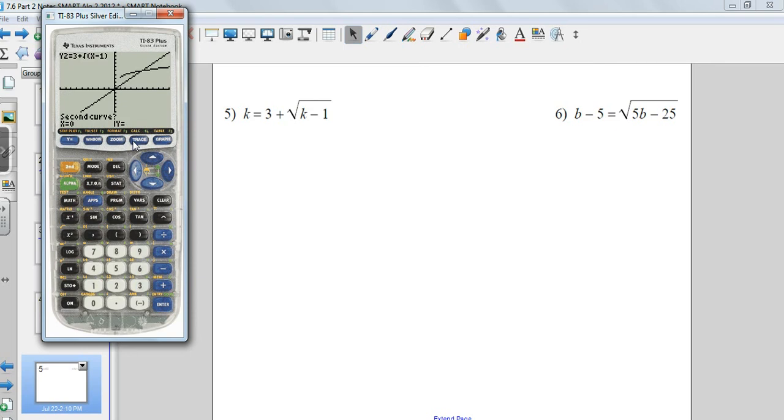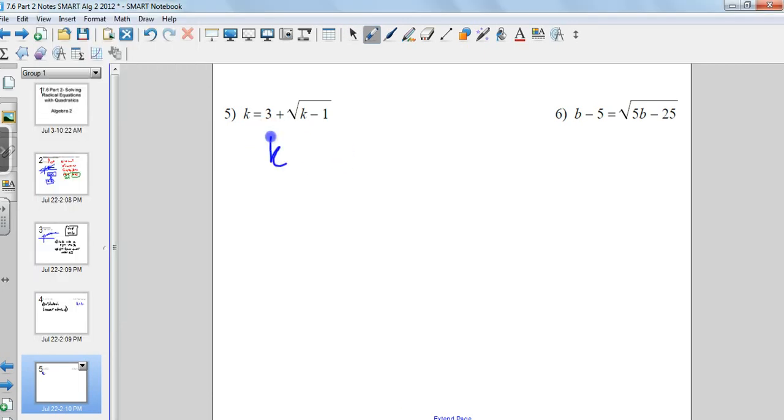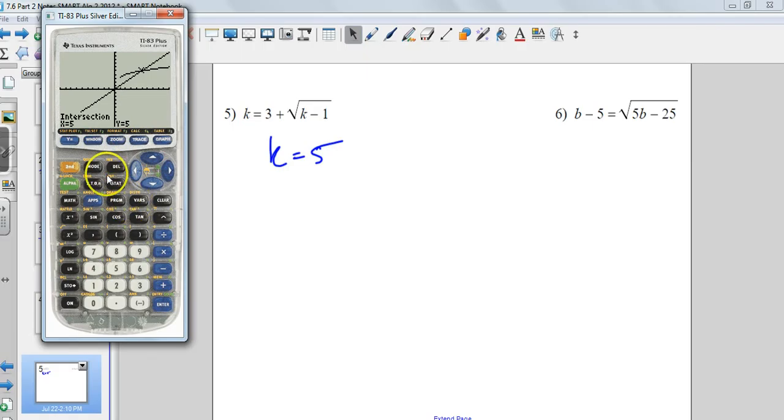Second curve, it looks like we're not on the curve yet, so you need to press your right arrow a few times until it pops up on the curve, and then enter a third time. So your answer here is 5. And then we're going to find 2 answers, I believe, on number 6, but let's verify that with our calculator.